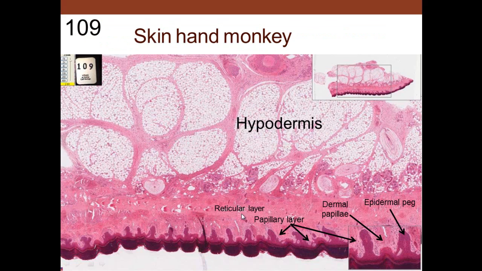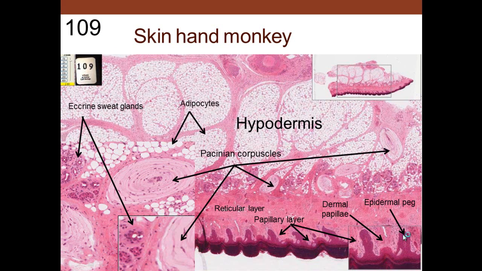But this is the reticular layer of the dermis, and then the papillary layer of the dermis, and you can see dermal papillae and epidermal pegs of epithelium projecting down into the dermis. Also located in here are the Pacinian corpuscles, which look like onions, but you can see several of those, and we'll talk about that later on.